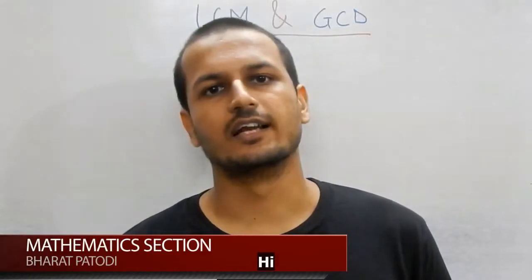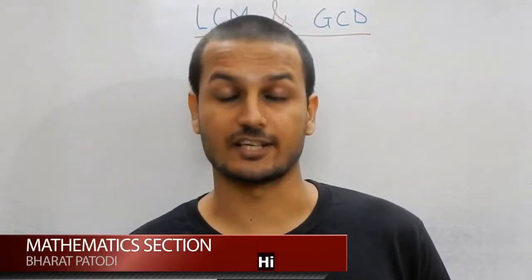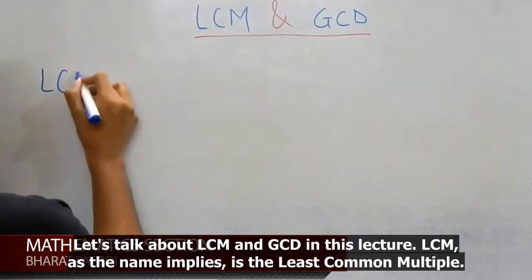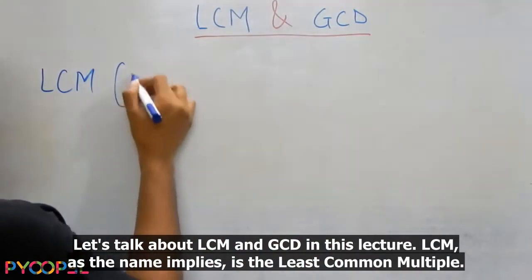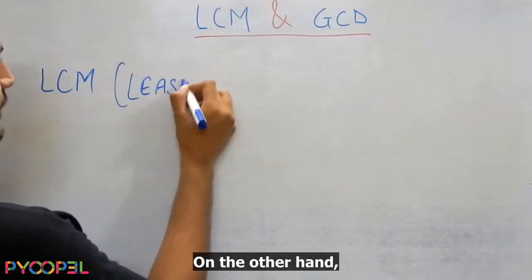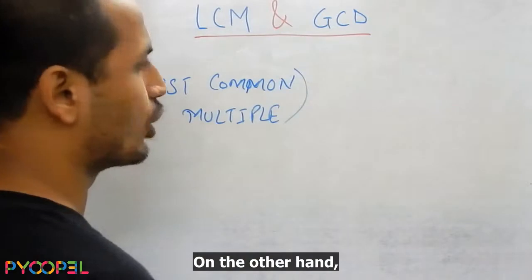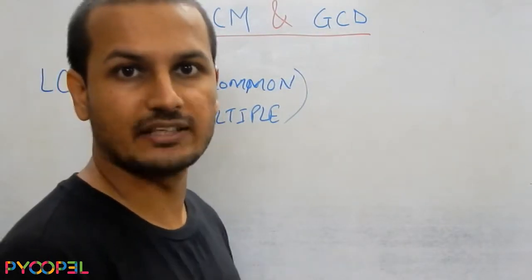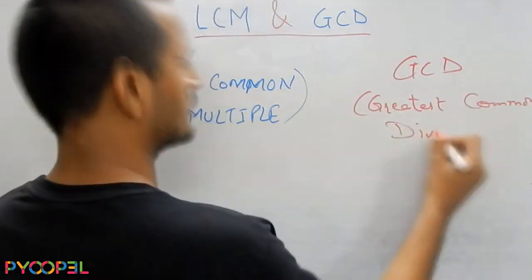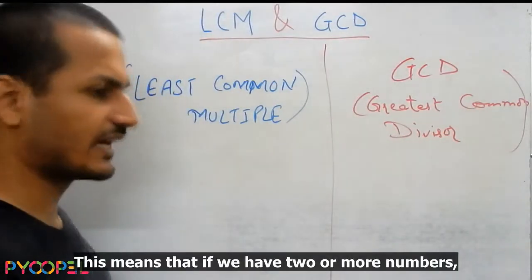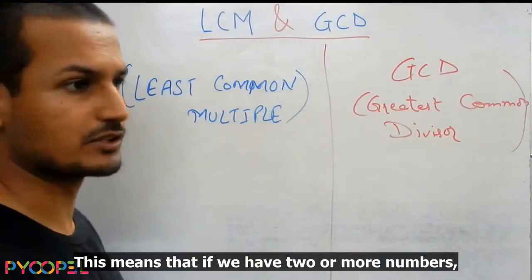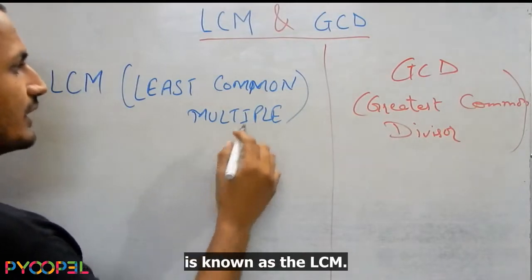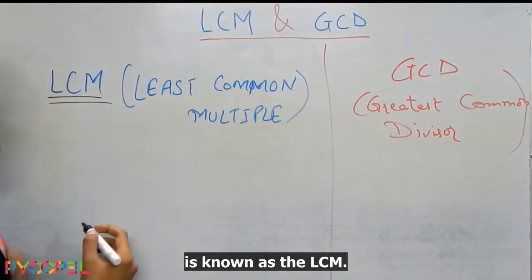Hi, let's talk about LCM and GCD in this lecture. LCM, as the name implies, is the least common multiple. On the other hand, GCD is the greatest common divisor. This means that if we have two or more numbers, then their least common multiple is known as the LCM.